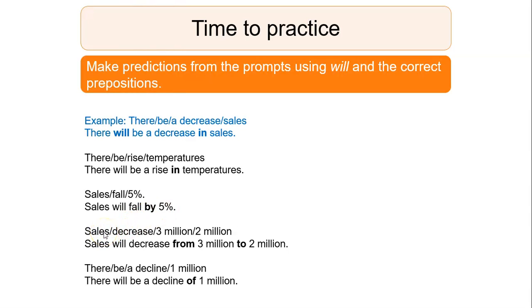Sales decrease 3 million, 2 million. Sales will decrease from 3 million to 2 million. So it's from a figure to another figure. There be a decline 1 million. There will be a decline of 1 million. So it's a noun, then a preposition of, and then a figure.